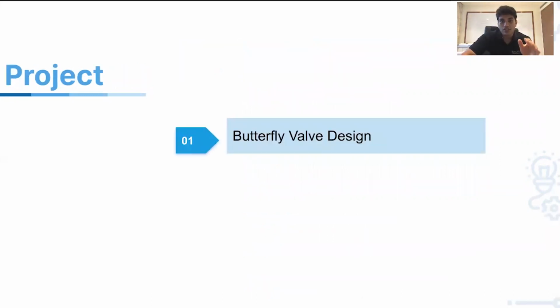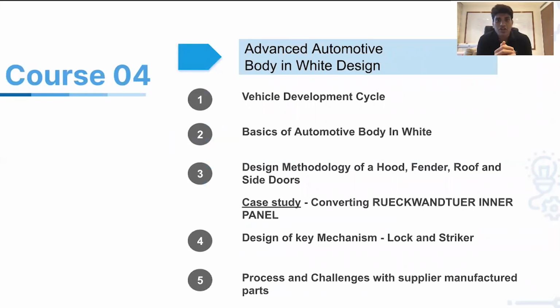There is a project where you take up a butterfly valve design and do the whole dimensions and tolerances for the butterfly valve, right? So this is your project for this particular course. Then comes your advanced automotive body in white design, right? Here you will basically go over the vehicle development cycle. So from scratch, how benchmarking is done, from benchmarking to production for each component: your hood, fender, roof, tailgate, and side doors and side body panel. So you will basically look at all the 5 components.